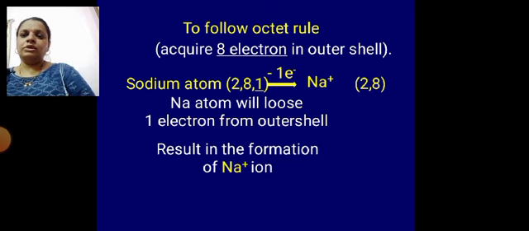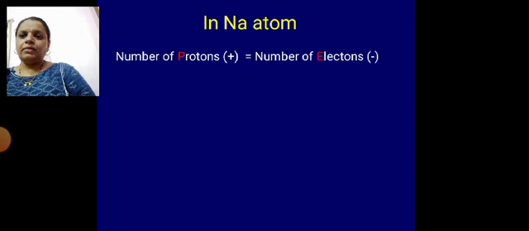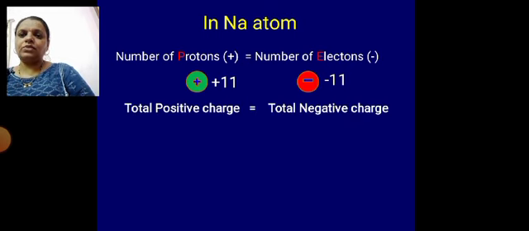Now how does this positive charge come on the sodium ion? Let's understand this. In the sodium atom, the number of protons is equal to the number of electrons. The number of protons in the sodium atom is plus 11, as its atomic number is 11, and the number of electrons is minus 11. So the total positive charge equals the total negative charge. That means the total charge is 0. That's why the sodium atom doesn't have any charge on it.